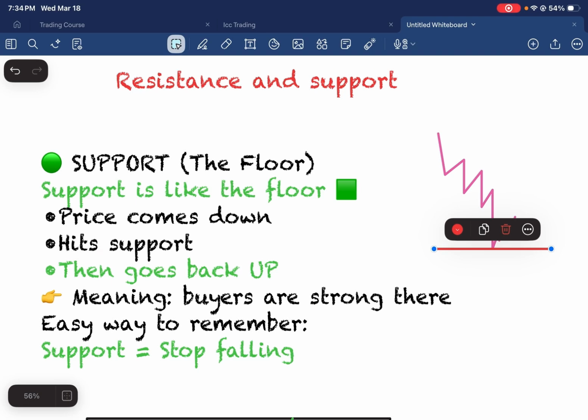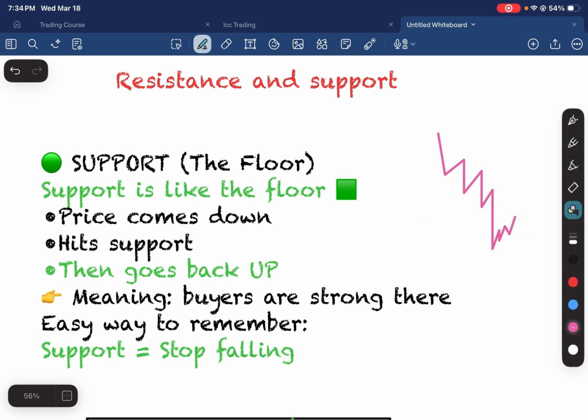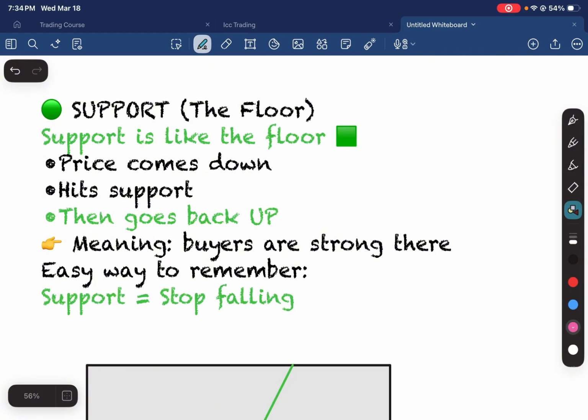It can't go any further. It's stuck. You bounce a ball on the floor, what does it do? It bounces right back up. So you bounce a ball, when you hit the floor, it bounces back up into your hand, right? So right there, that's support. Nothing too crazy. So I hope you guys understand that.